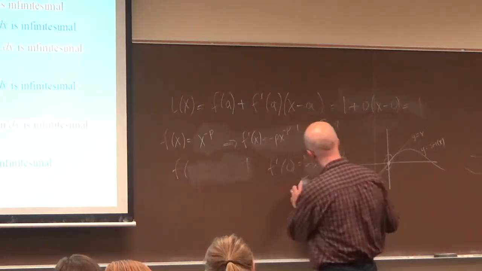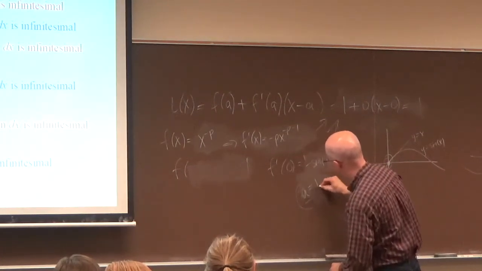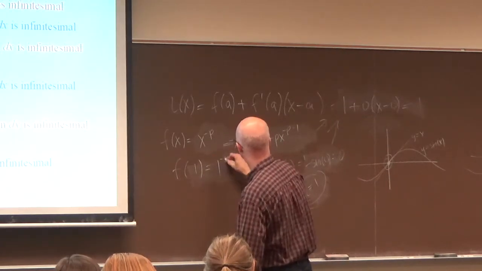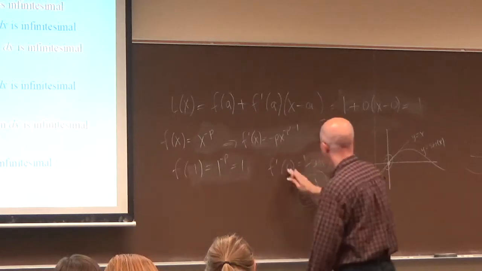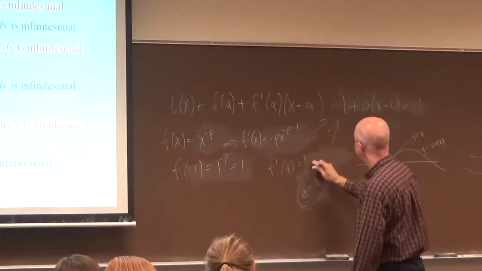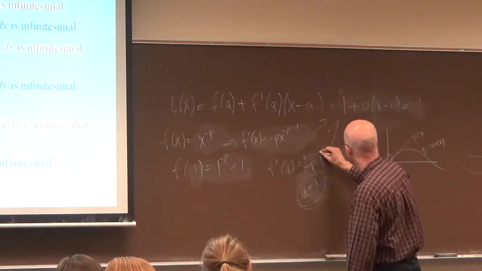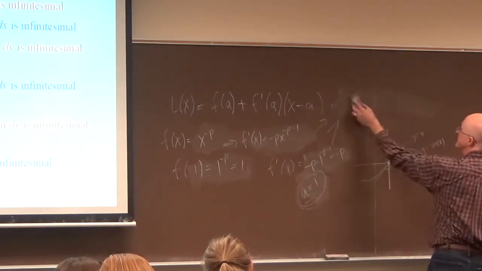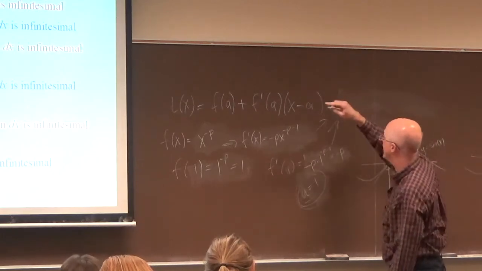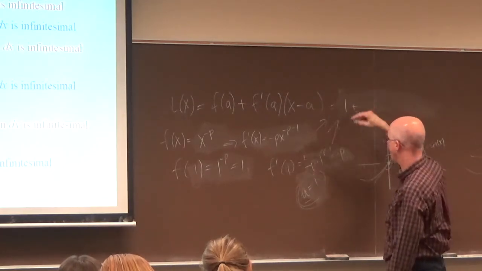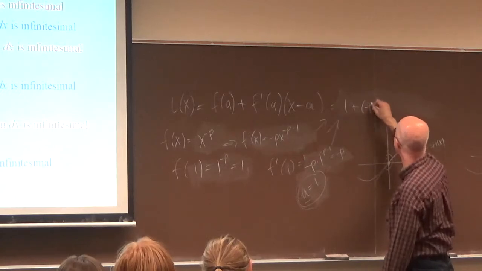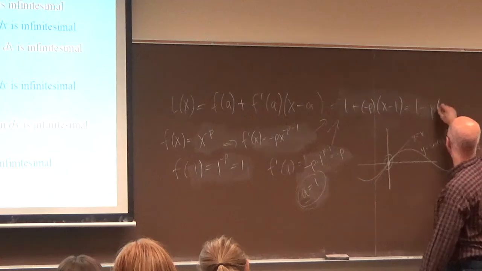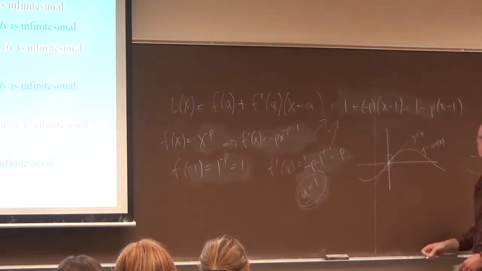a is taken to be 1 now, not 0. f of 1 is 1 to the negative p, which is 1. f prime of 1 is negative p times 1 to the negative p minus 1, which is negative p. So now I get f of 1 is 1, f prime of 1 is negative p, and a is 1, and this simplifies to 1 minus p times (x minus 1).